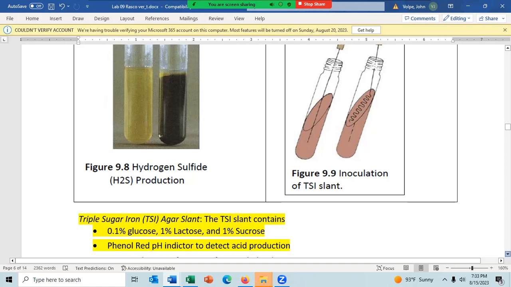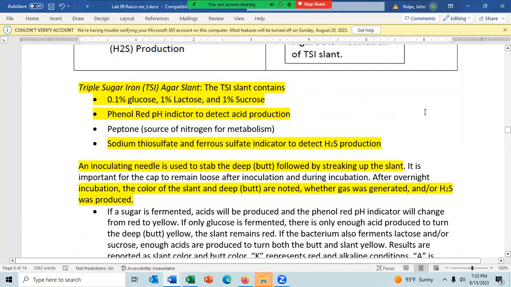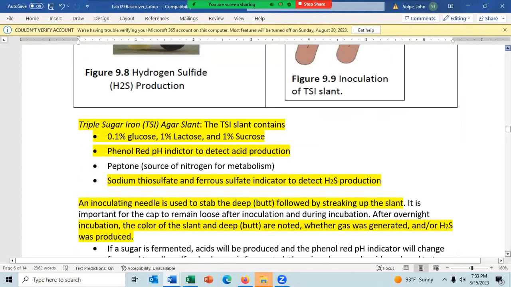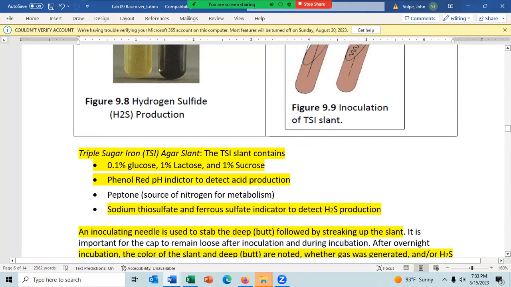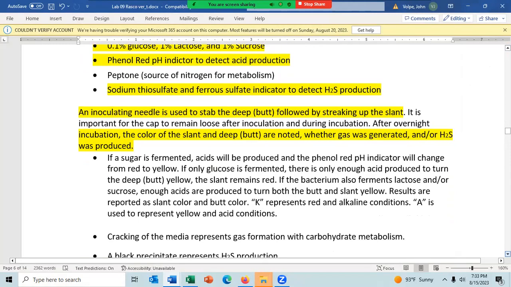TSI tube has 3 sugars in it: glucose, lactose, and sucrose. But note the glucose is at 10-fold less concentration than lactose and sucrose. It has a pH indicator to determine the pH, and it has sodium thiosulfate in it to detect the hydrogen sulfide production. After you inoculate both the butt and the slant with bacteria, the butt here, the slant there, you then incubate it and look to see the results.